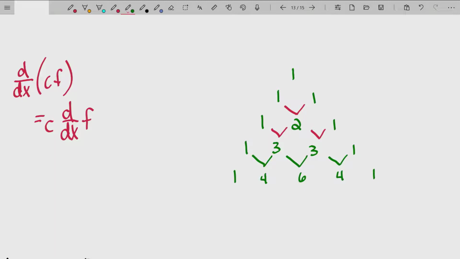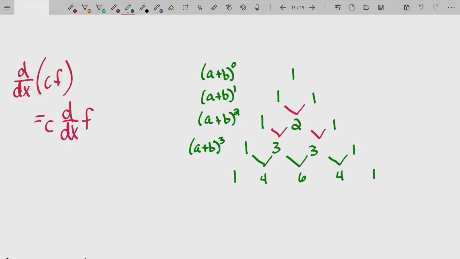These are the coefficients of binomial expansions. So a plus b to the 0th is 1, a plus b to the 1st is 1a plus 1b, a plus b to the 2nd is 1a squared plus 2ab plus 1b squared, a plus b to the 3rd is 1a cubed plus 3a squared b plus 3ab squared plus 1b cubed, and so on and so forth.